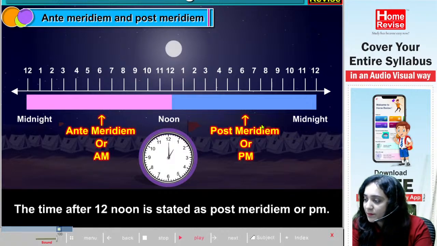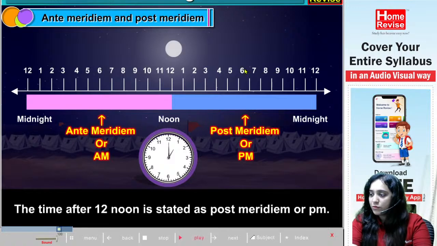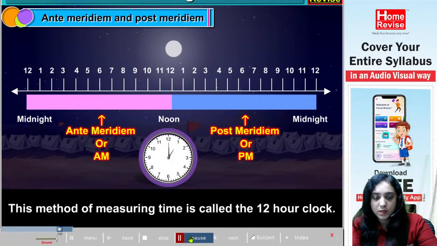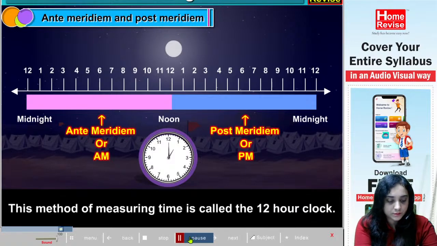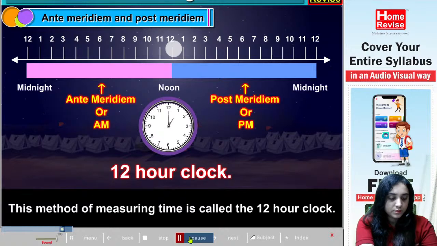ओके, चलो फाइन. Exactly, very good. And you should know the full form of anti-meridian and post-meridian. This method of measuring time is called the 12-hour clock.